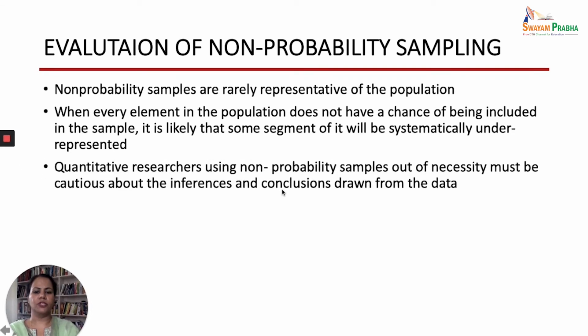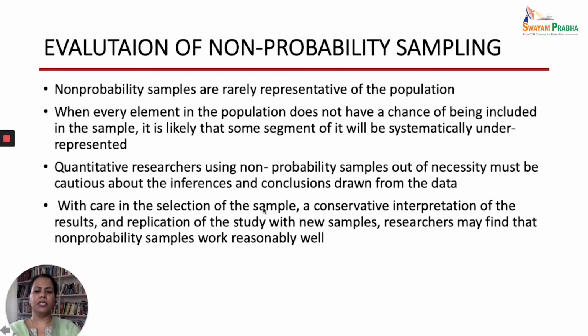Then quantitative researchers using non-probability samples out of necessity must be cautious about the inferences and conclusions drawn from the data. Because our sample is not representative of the population, we should always be very cautious whenever we are drawing conclusions from our data. We cannot straight away say that whatever results we have got in our study using non-probability sampling will be generalizable to our target population. Generalizability, which is known as external validity, is low whenever we are using non-probability sampling techniques.